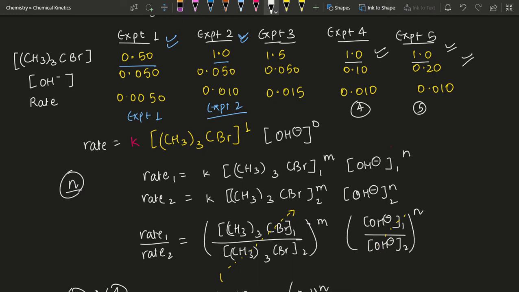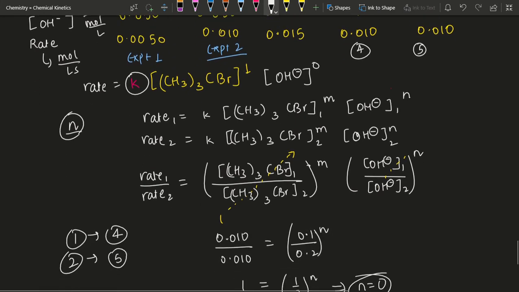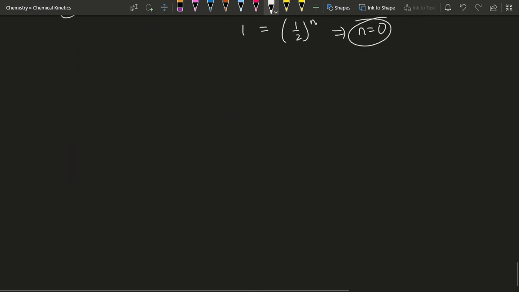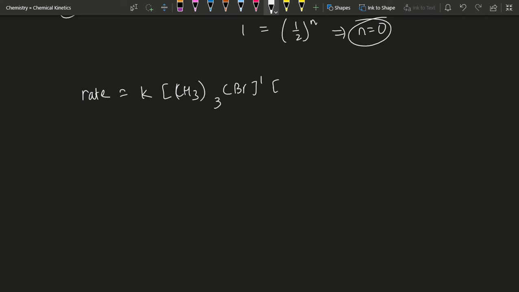Great. Now what you could have done is figure out what k is. So I would now have to throw in a bunch of units. Both the concentrations are in moles per liter, and the rate in this case would be in moles per liter second. Now let's take the rate expression. So the rate expression right now is rate equals k times [CH3)3CBr] to the power 1 times [OH minus] to the power 0. And notice it doesn't make any difference if you write OH minus or not, because changing the concentration of OH minus doesn't make any difference at all. And you could have also directly observed it from here as well.